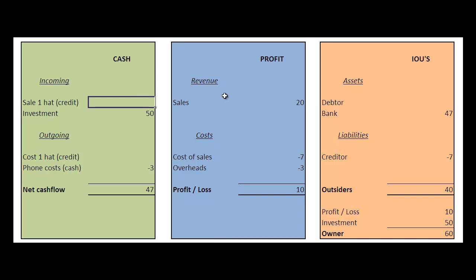And as such, we need to now record this sale of a hat as what we call a debtor, and this will be the £20 that's owed to the business. So the business now has an IOU from the customer of £20, an IOU from the bank of 47, and we owe our supplier £7, leaving us with a balance or figure of £60. You'll notice that this is the same figure for our owner's investment, which is made up of the £10 profit, in this case, and the £50 original investment to give us £60.